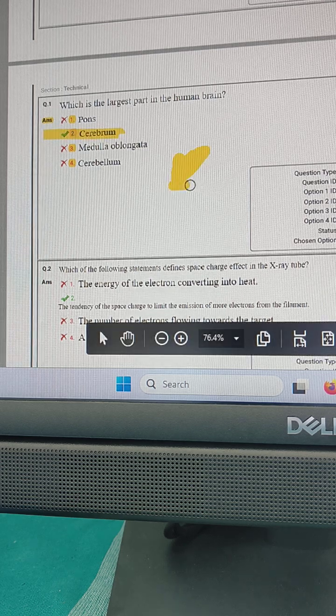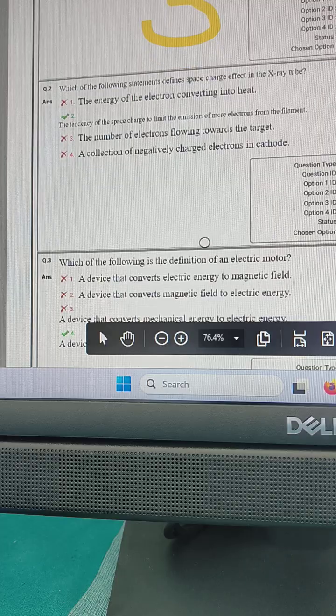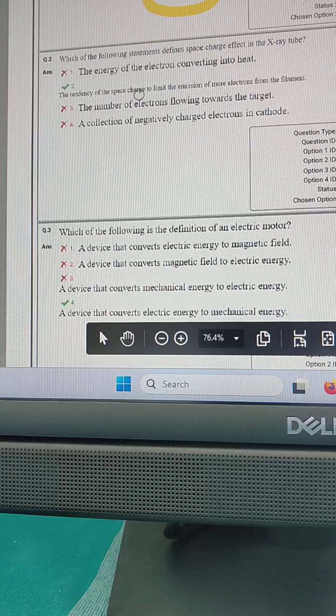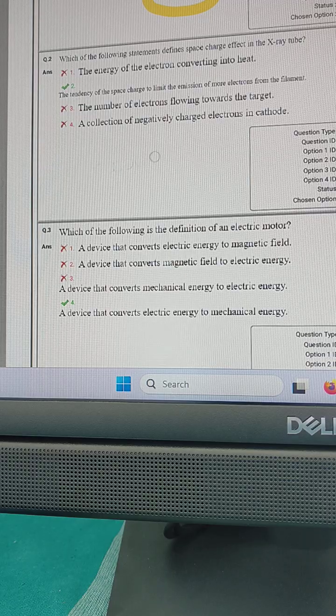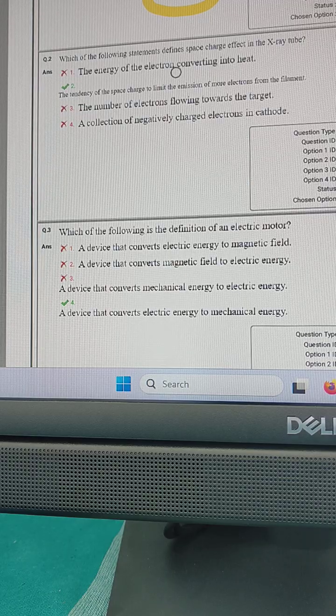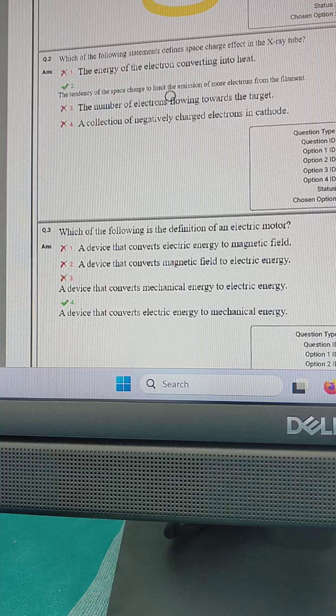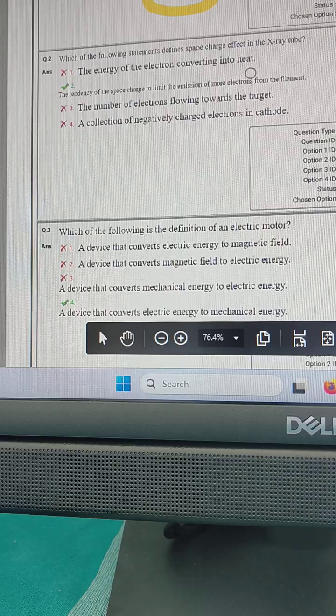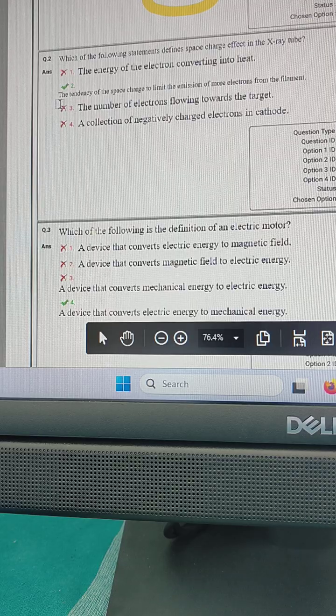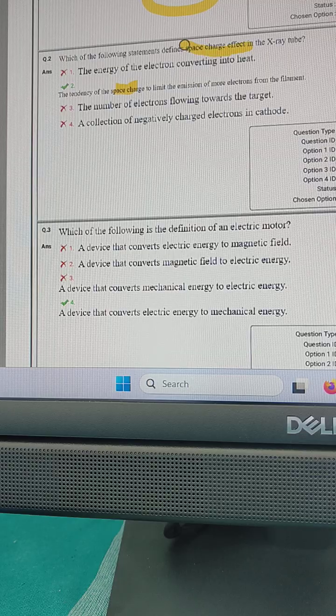B. Then, which of the following statements defines the space charge effect in the X-ray tube? The first option, the energy of the electron converting into heat, is actually thermionic emission's effect. This question is asking about the space charge, so the correct answer is B.